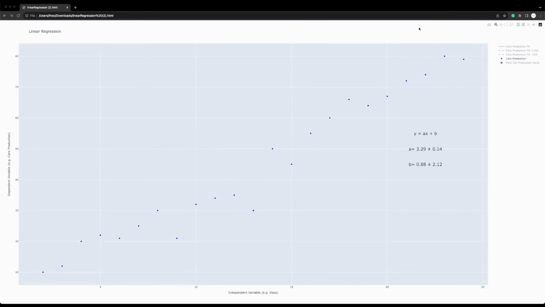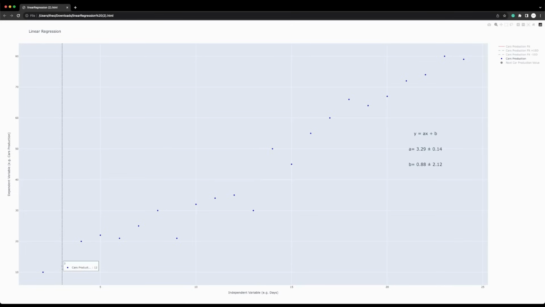The regression analysis example that we have prepared for you is a linear regression one. The reason that we chose linear regression is because it's considered to be the easiest for someone new to the field of regression analysis to understand, and I will try to do my best to explain that to you. On the x-axis of the graph in front of us are the days, and on the y-axis is the car production of an imaginary company.